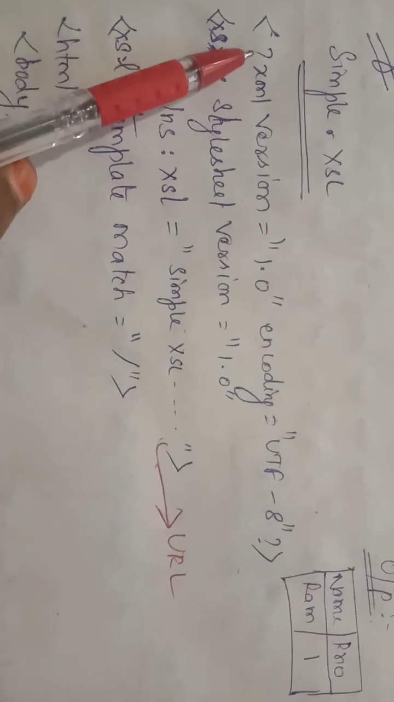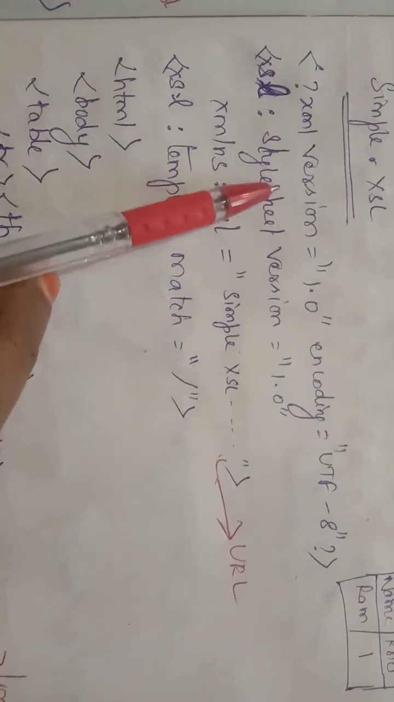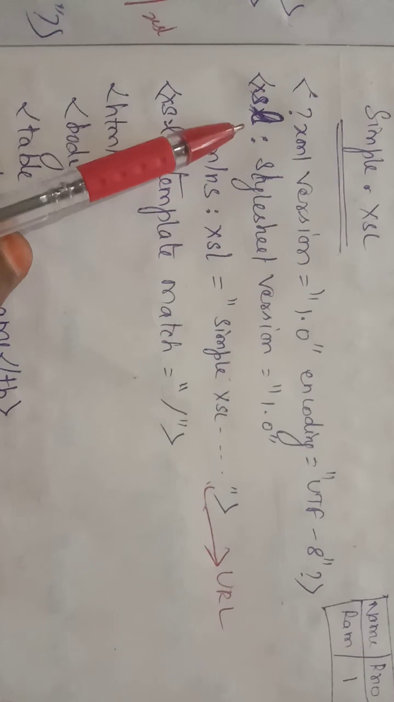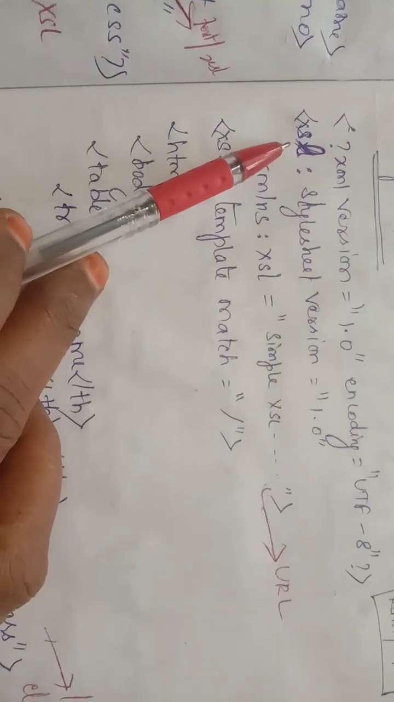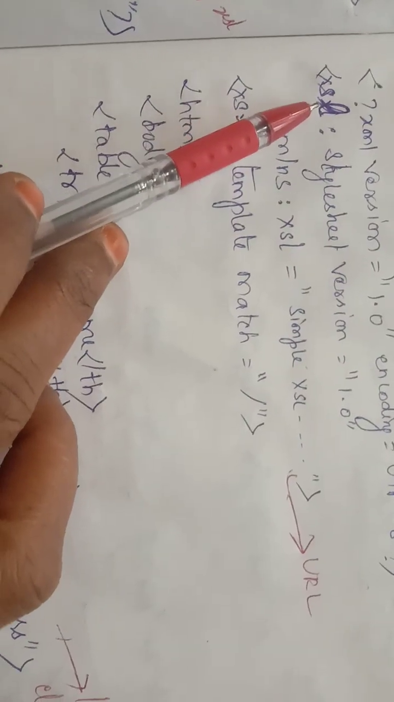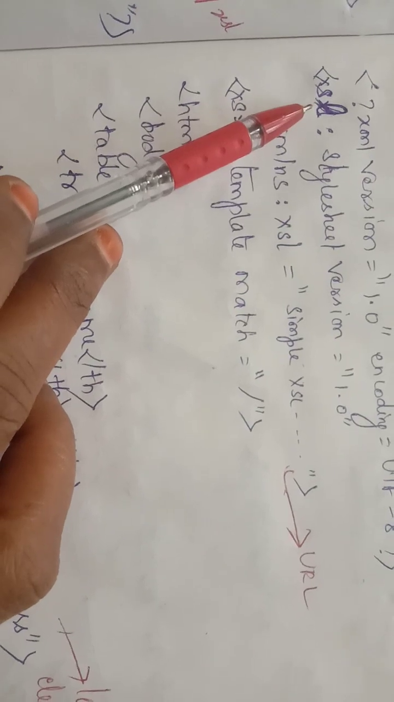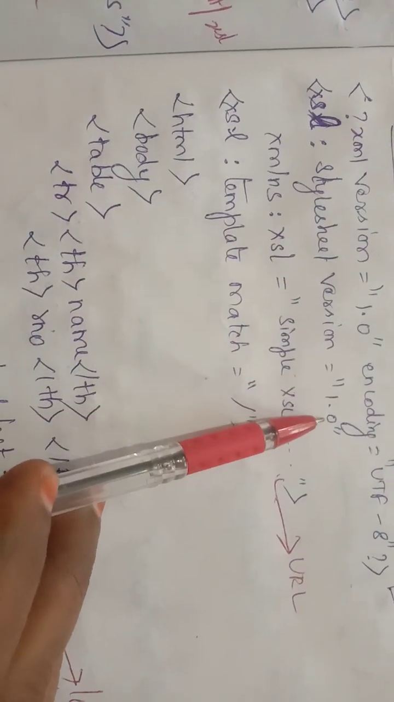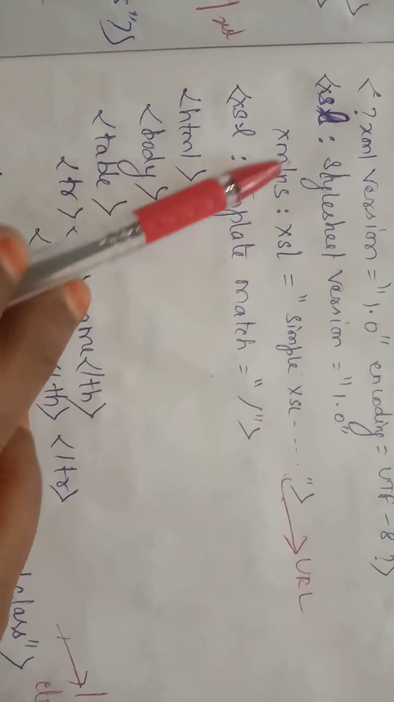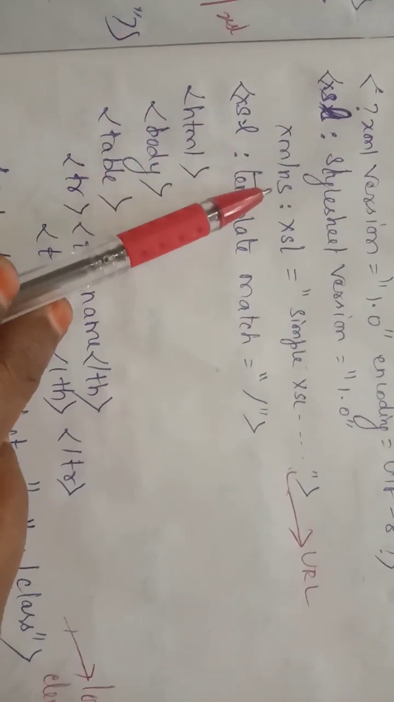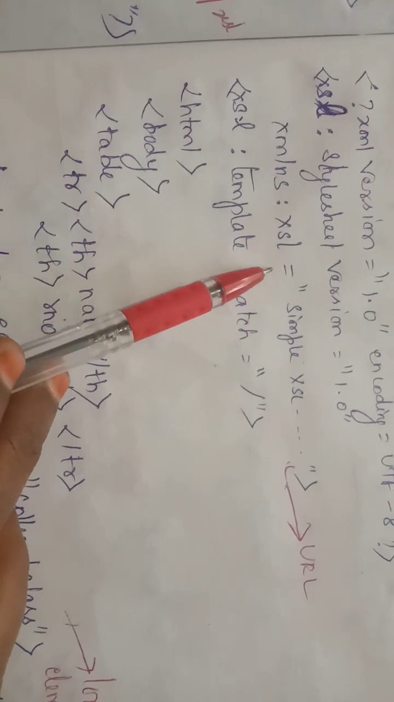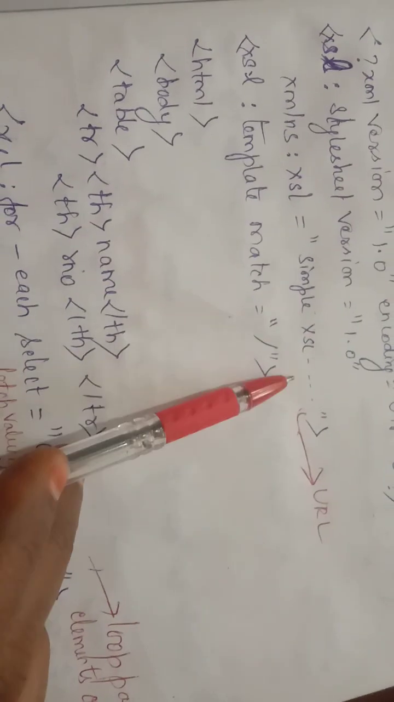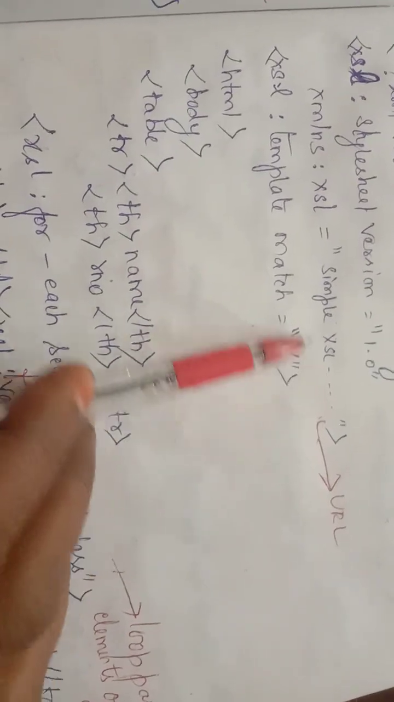For that, I am writing the statement like this. As usual, the declaration statement: XML version equal to, encoding. Now you should start with xsl, that is the first thing, it should be prefixed. It is very important, colon, then stylesheet version equal to, within double quotes, 1.0. And another attribute for XSL is xmlns:xsl equal to, that is nothing but a Uniform Resource Locator, a URL you should give.